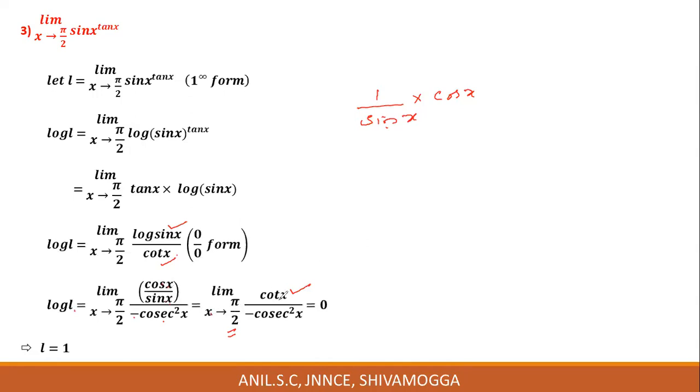As x tends to pi by 2, the numerator will be cot pi by 2, which is 0, divided by minus the denominator cosecant square pi by 2. And we know that cosecant pi by 2 is 1, and 1 square is 1. So 0 divided by minus 1, and 0 divided by any finite quantity is 0. Therefore, log L is equal to 0. Log L is equal to 0 implies L is equal to e power 0, and e power 0 is 1. L is equal to 1. This is the limit of the given function. Please make a note of this.